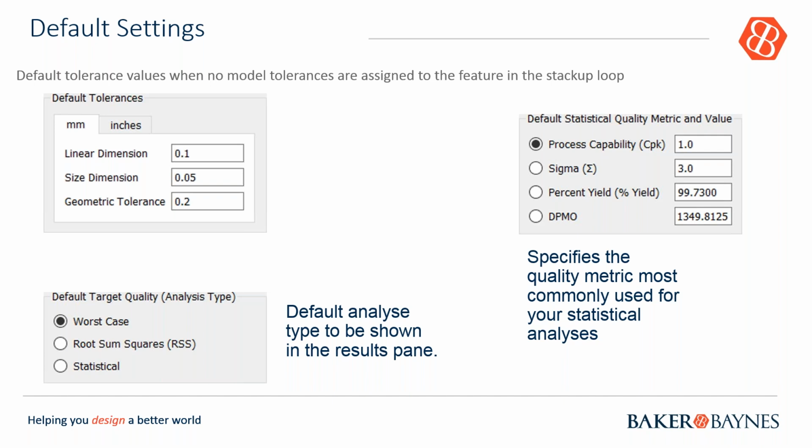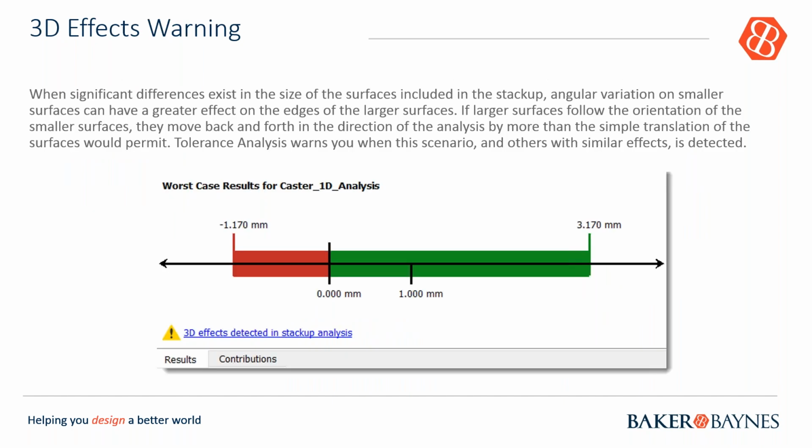So you have the default analysis type to be shown in the results panel, as well as a quality metric you can specify, most commonly used for the statistical analysis. Then there are the 3D effects and warning. This gives us a significant visualization of when it is in range or when it's out, predicting the worst case scenario in there.